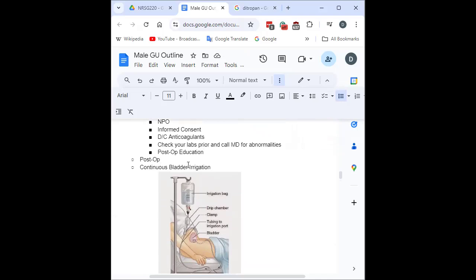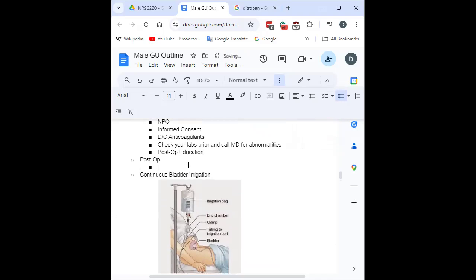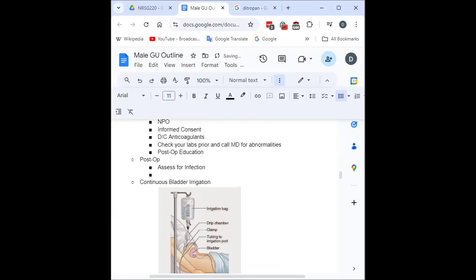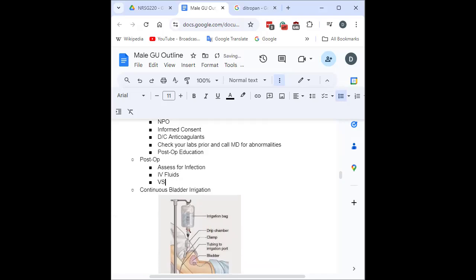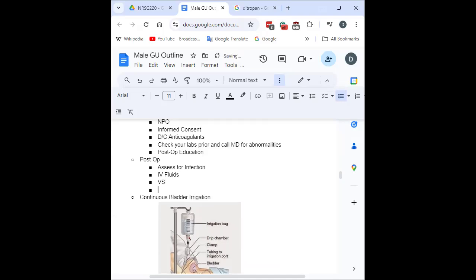So now for you guys, I want to ask about the post-op. What are you guys thinking about? I'll add some of the obvious ones. Obviously, assess for infection. That is always going to be an important thing. You're going to want IV fluids. You're going to do vital signs. DVT prophylaxis is another obvious thing that you're always going to be doing. Assessing labs is never bad.